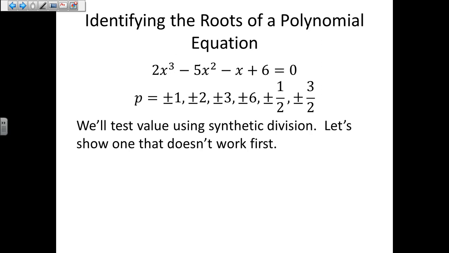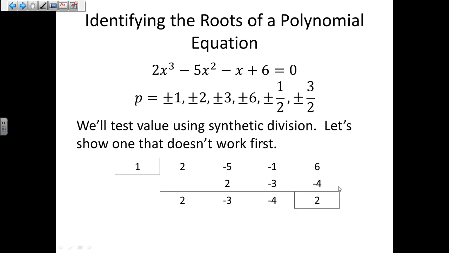And I want to start with one that doesn't work. I'll show you one that works. Obviously, I want to start with one that doesn't work. This is what you're not looking for. So I'll tell you right now, 1 does not work. If you plug 1 into the equation, you do not get 0. But here's how it shows that it doesn't work, with synthetic division.